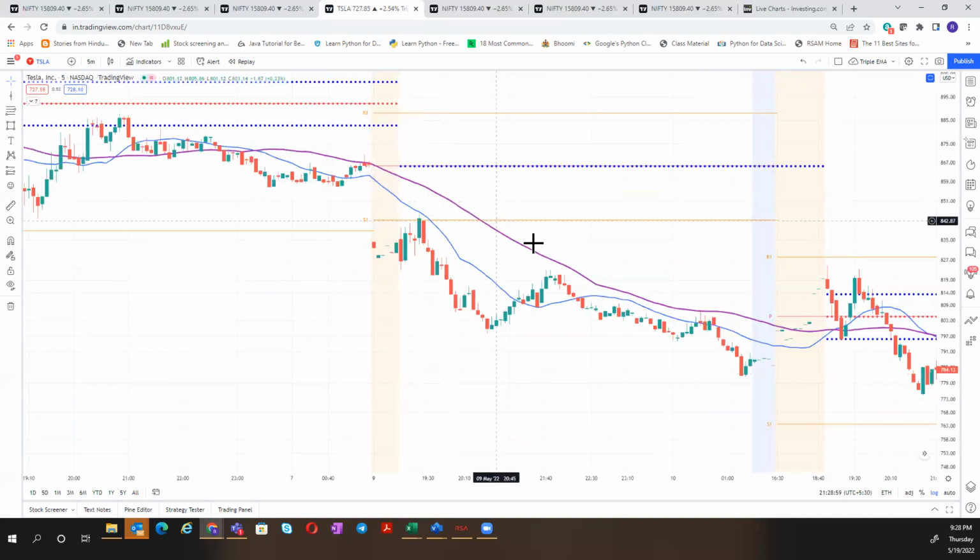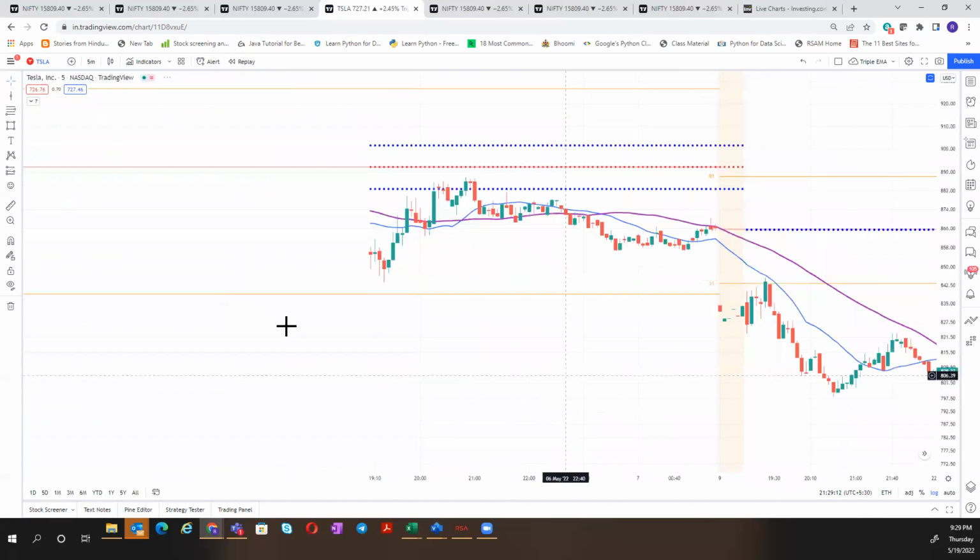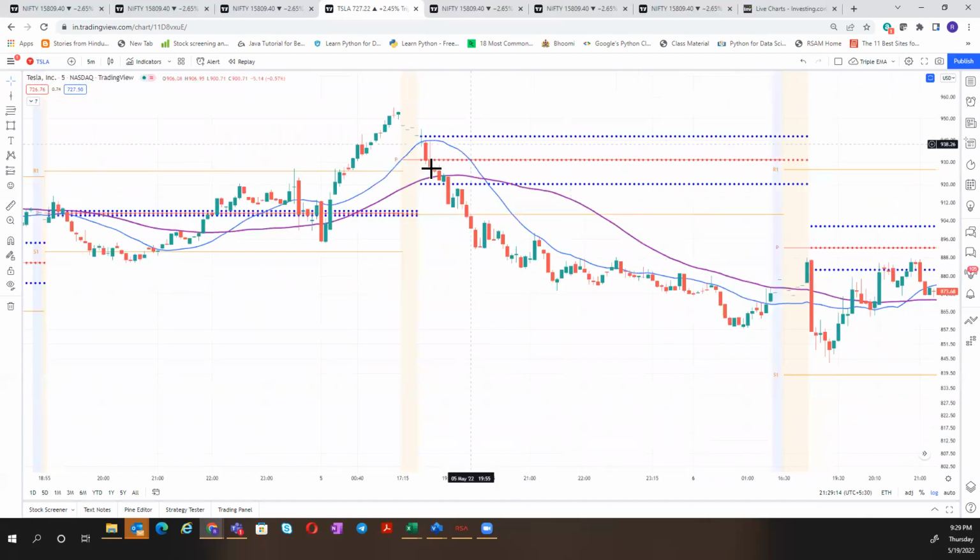See here, the 50 SMA is right on top of it. You will feel, even if price is going up and down, which side the probability lies and which side the market can go. These things you can identify without much fuss. That's exactly what I'm telling you guys.